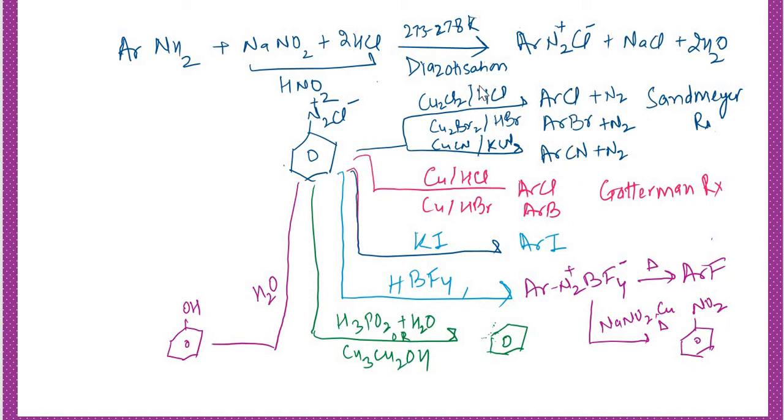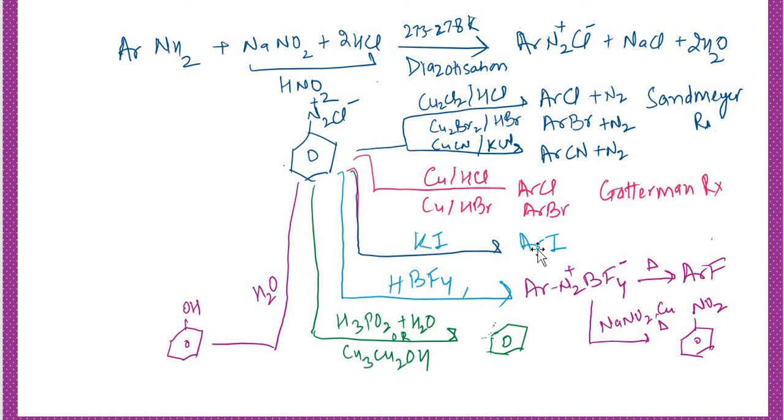Or if I don't want to take these, if I want to take only copper and HCl or copper and HBr, I can convert it into ArCl or ArBr. This is called the Gattermann reaction. This also we have done in the RX chapter. Or if I just want to introduce the I group, then I just put KI and I get ArI.